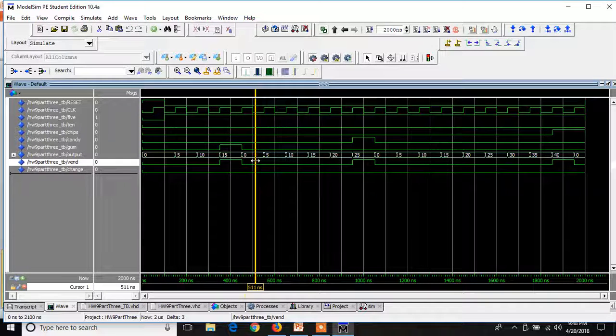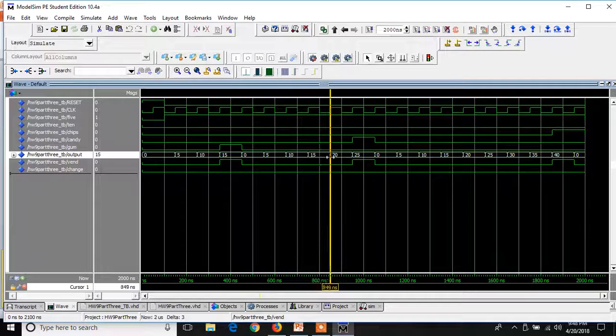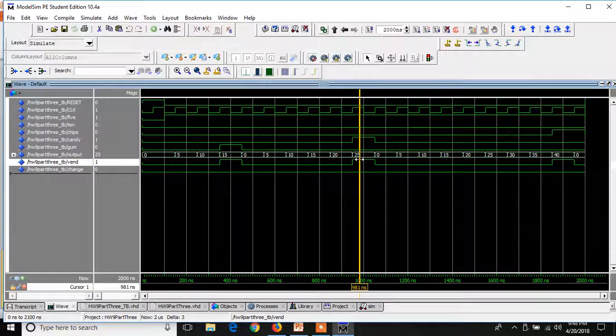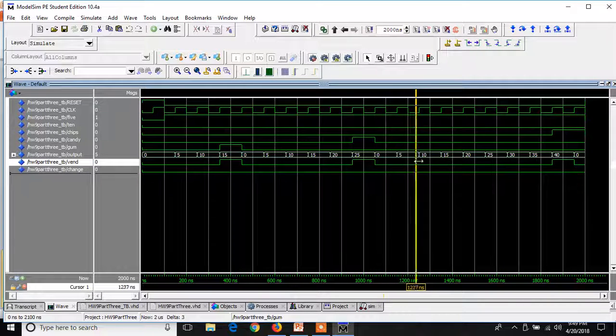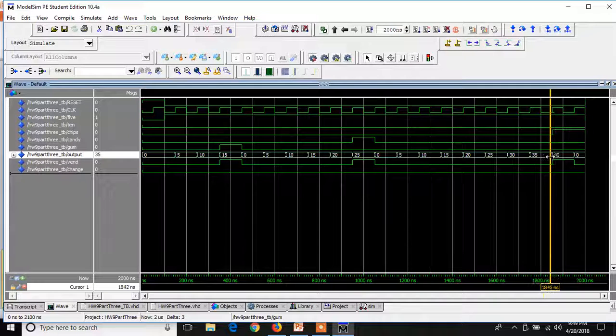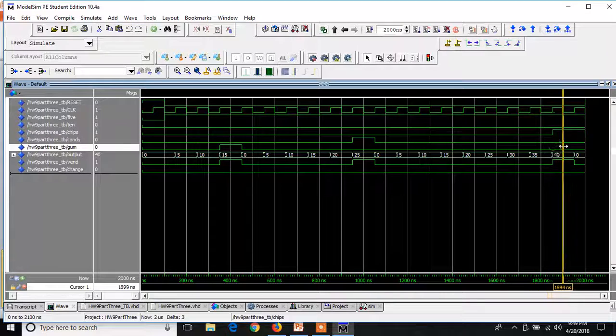And then the user starts again, they want another item, so 5, 10, 15, 20. At 25, it vends again. This time it's candy, and then it starts over again. This time the user wants the chips, so 5, 10, 15, 20, 25, 30, 35, and then 40 cents. At 40 cents, the user wants chips, so it dispenses chips. And then after that, it goes back to state 0.